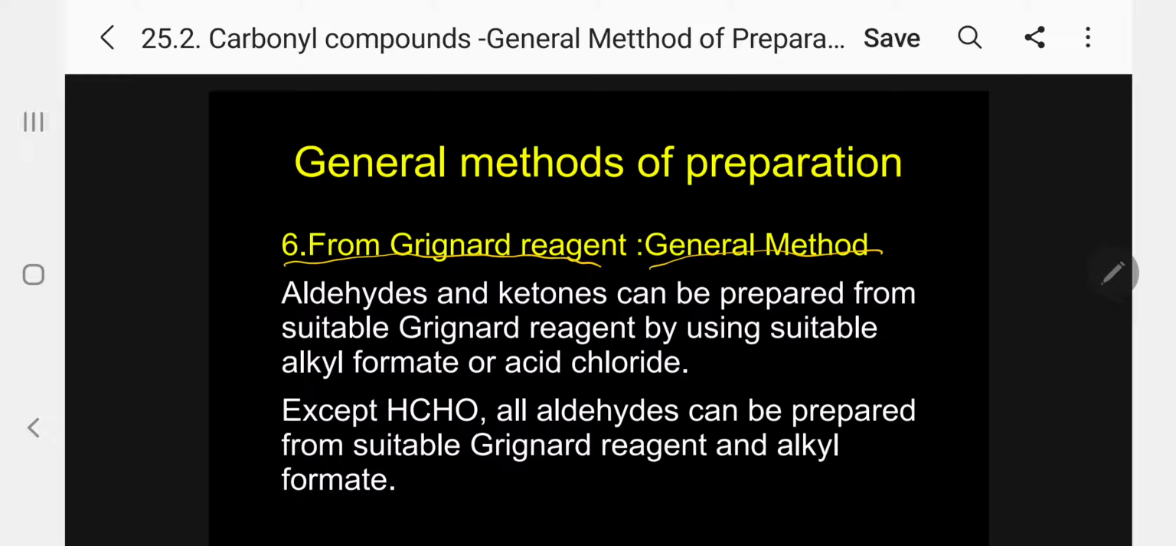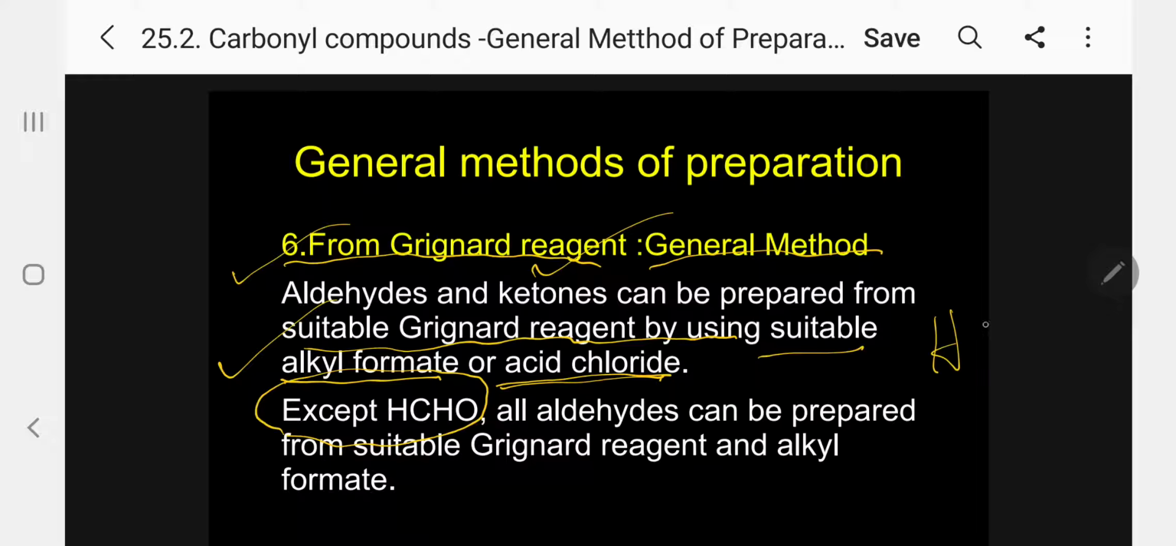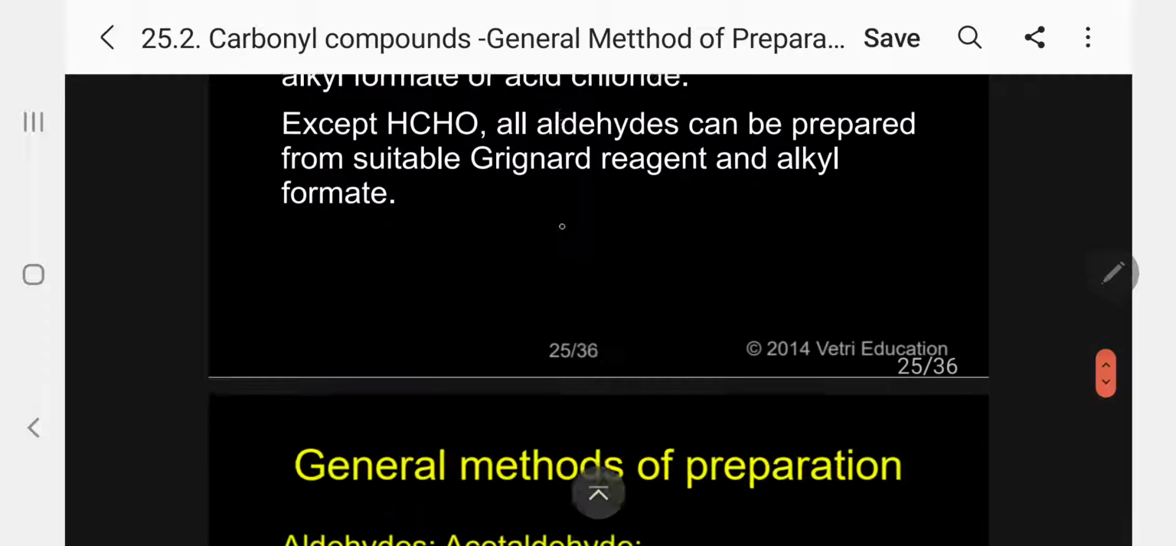So normally, kindly follow, aldehydes and ketones can be prepared from a suitable Grignard reagent by using a suitable alkyl formate or acid chloride. Formate for aldehyde, acid chloride for ketone. Please follow. Except formaldehyde, all aldehydes can be prepared from a suitable Grignard reagent and alkyl formate. So from Grignard reagent, formaldehyde cannot be prepared. Please have it in mind.